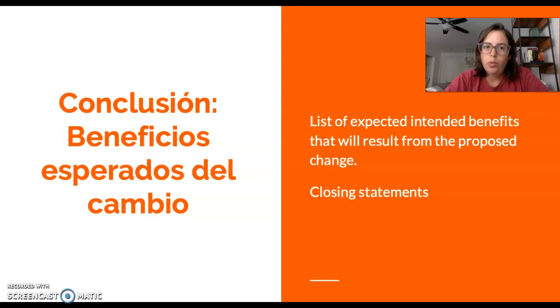And then after that, we will have the conclusion with the intended benefits that will result from the proposed change. So after you do that, you describe those benefits, or list of those benefits, and then it will be your closing statements. This is the process for the writing. These are all the parts I want to see, always with the same work ethic, where everybody inputs their own ideas, and then we unify everybody's ideas in one part for that section. Okay, so this is the routine of work for the paper.